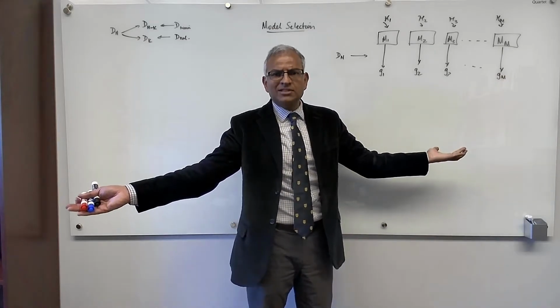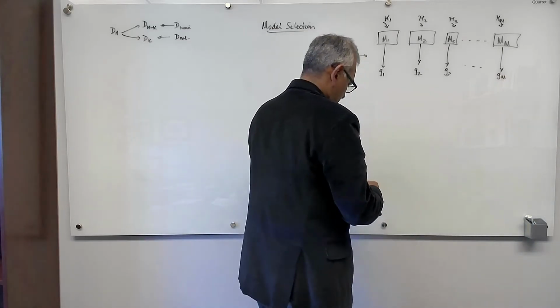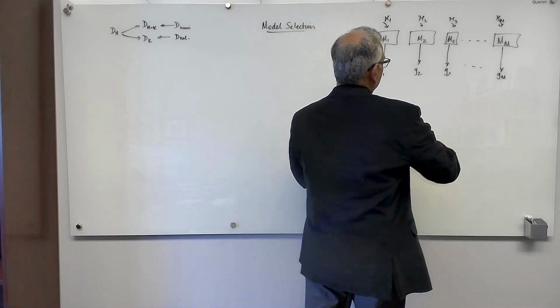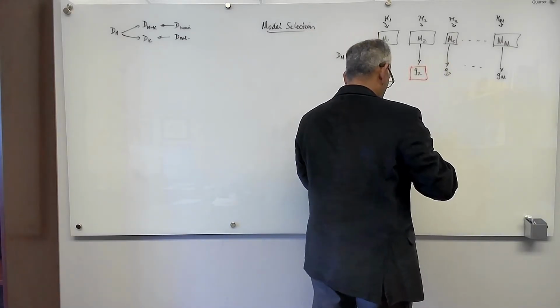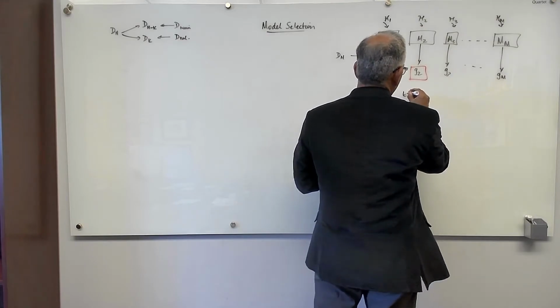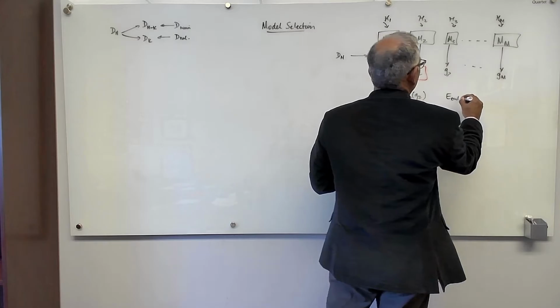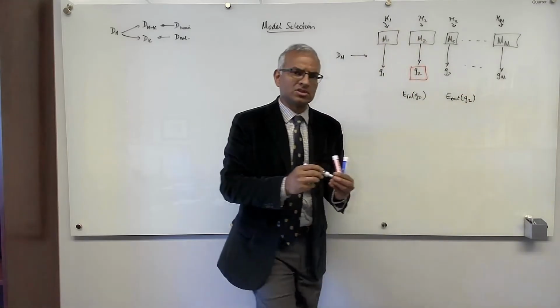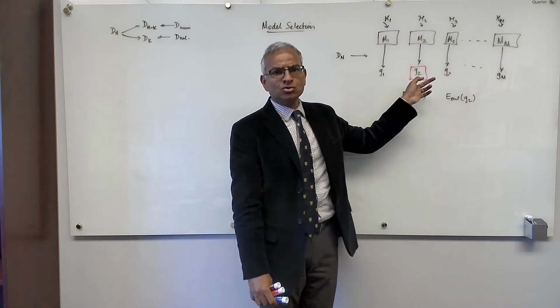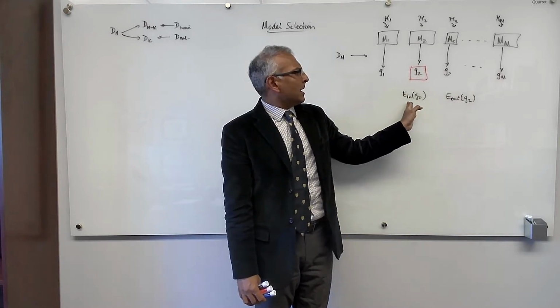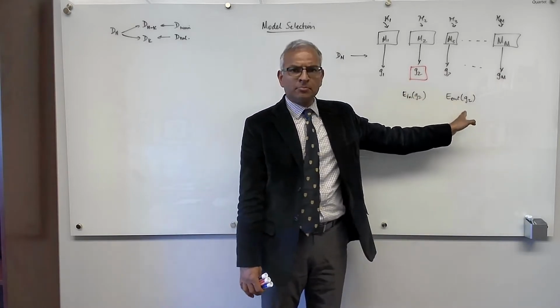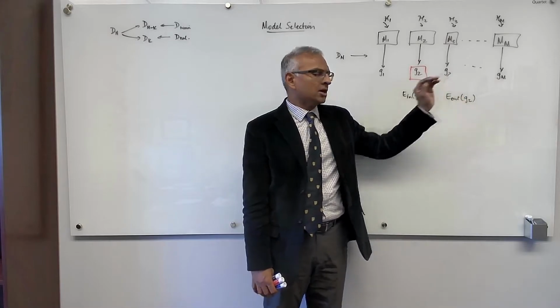And what's its out of sample error? So I pick one. Let's say this guy wins. So I pick this guy, and I've got E_in of g2, and what is E_out of g2? So the first question is, why did I pick g2? And how do I compute its out of sample error, E_out of g2?